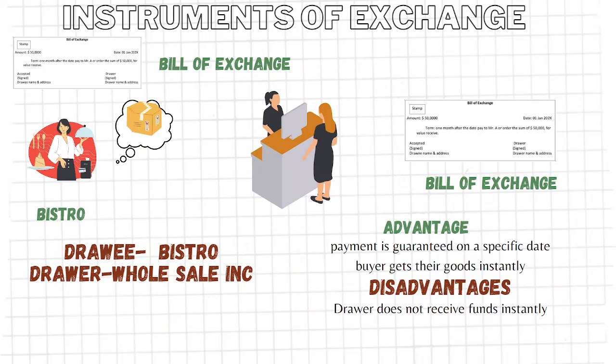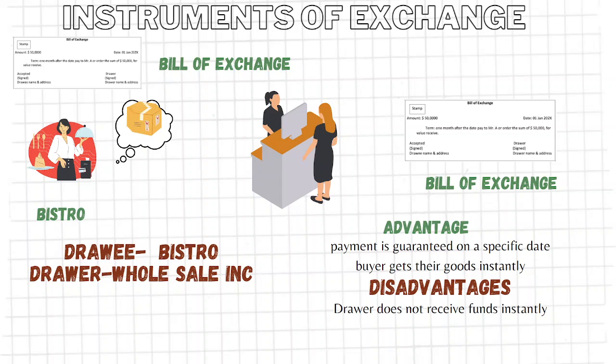Well, we have some here. Basically the payment is guaranteed on a specific date, and the buyer gets their goods instantly. So once you write that date on the bill of exchange that this money must be paid by, you are guaranteed that amount of money. Or not, you have to take things to court. It is basically like a contract. You're signing it, you're legally bound to it, so you have to pay it back.